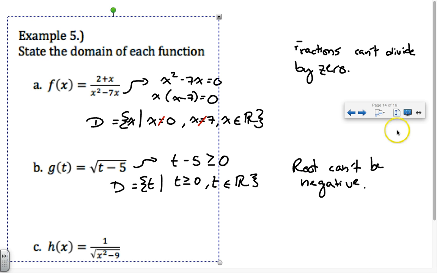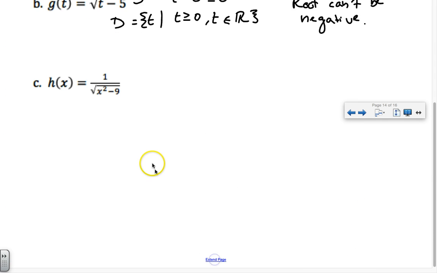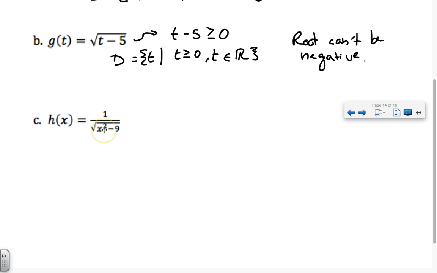And so if we take these two concepts and apply them to the last one, we get something very interesting. Here I have a fractional function, or a rational function, but it also has a square root in the bottom. So we have to deal with two things. One, we can't divide by 0, and two, this square root actually has to be positive. So there's a couple of things that we're going to do. Normally, we would deal with the inside part and say, well, x squared minus 9, we're going to figure out where that equals 0.